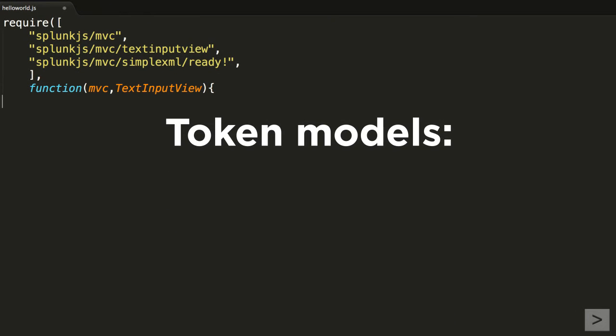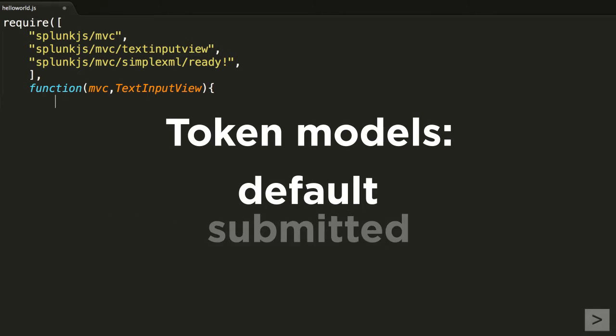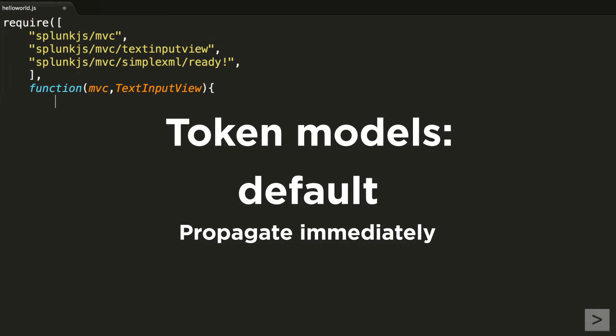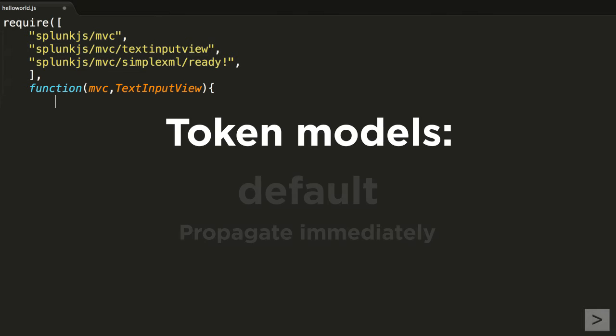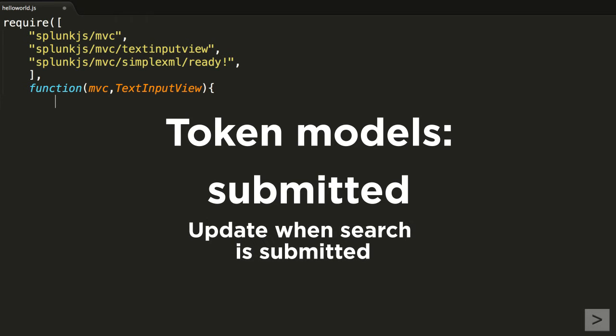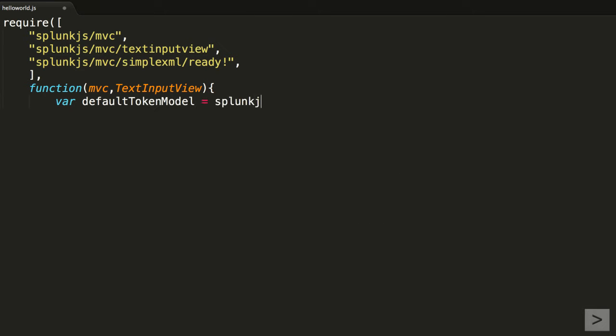There are two token models we can use in dashboards, default and submitted. Tokens in the default model will propagate immediately on change, while tokens in the submitted model will only update when a search button is clicked. We want the tokens to update immediately when selected from the dropdown, so we use the default model.